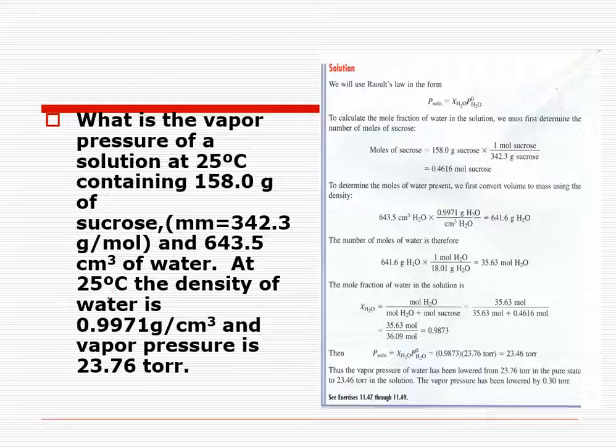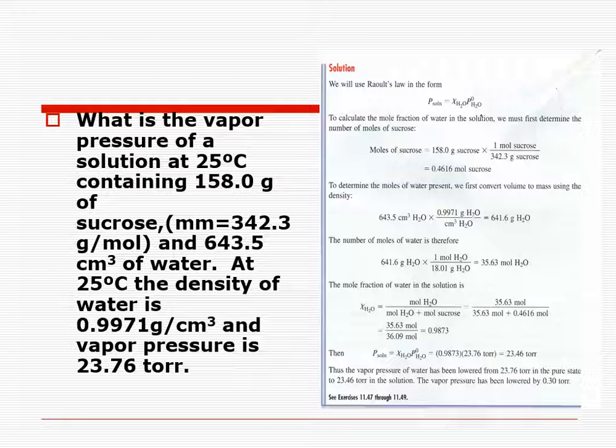And the density of the water at 25 is given here. So again, we are not assuming a density of 1 in this particular problem. They gave us the density they wanted us to use. And they said that the vapor pressure is 23.76 torr. That is the vapor pressure of pure water. We are looking for the vapor pressure of the solution with 158 grams of sucrose dissolved.